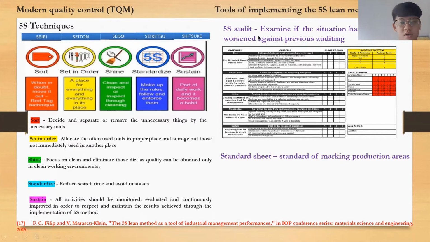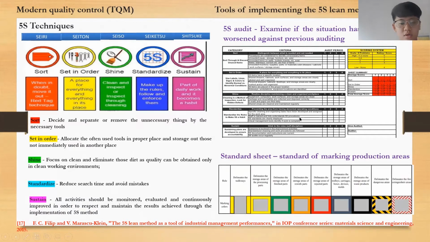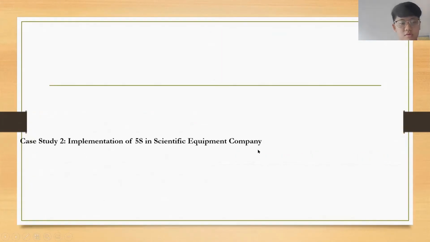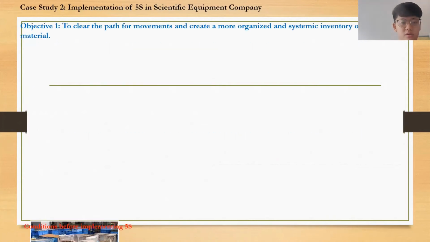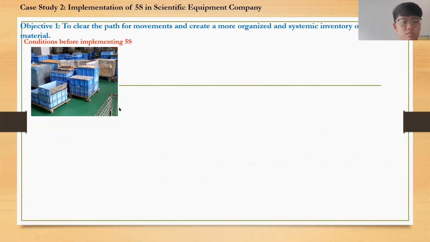The tools for implementing the 5S: first is the 5S audit, to examine if the situation has worsened or improved against the previous audit. Second is to use standard sheets, where each row has its own representation of the marking colors in the production areas. Let's see a case study on the implementation of 5S in a scientific equipment company. The objective is to clear the path for movement and create a more organized and systematic inventory of materials.